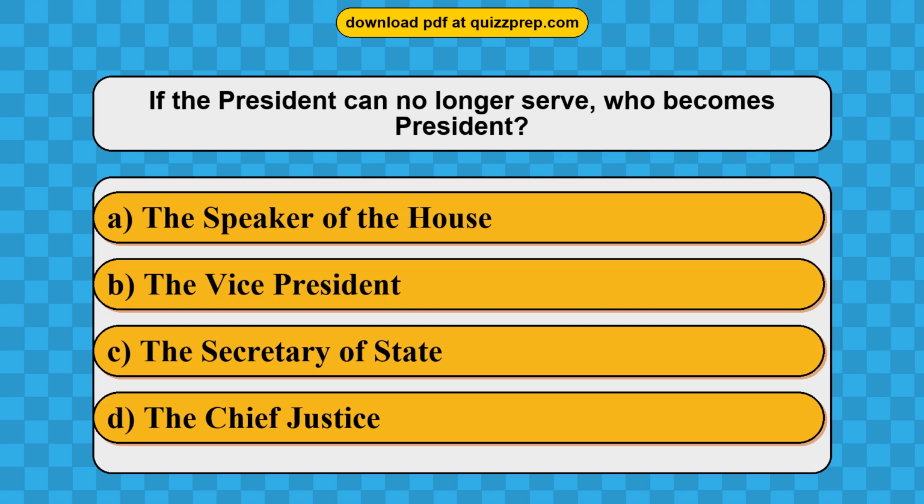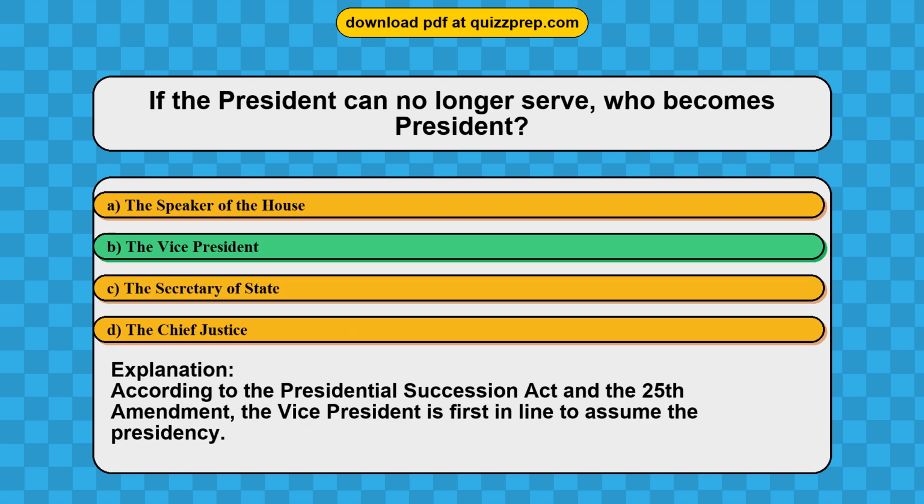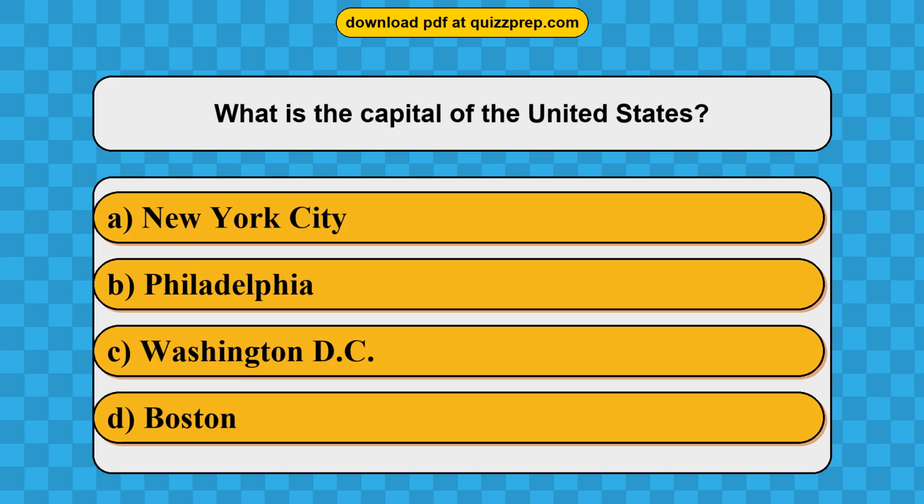Question 31. If the President can no longer serve, who becomes President? Option A, the Speaker of the House. Option B, the Vice President. Option C, the Secretary of State. Option D, the Chief Justice. The correct answer is option B, the Vice President. According to the Presidential Succession Act and the 25th Amendment, the Vice President is first in line to assume the presidency.